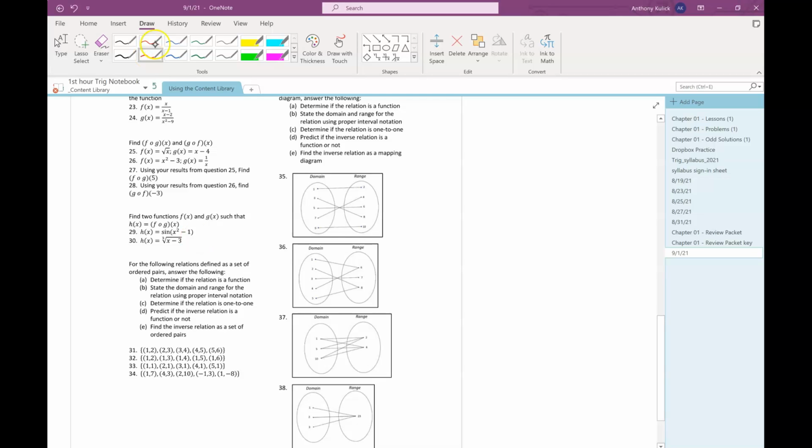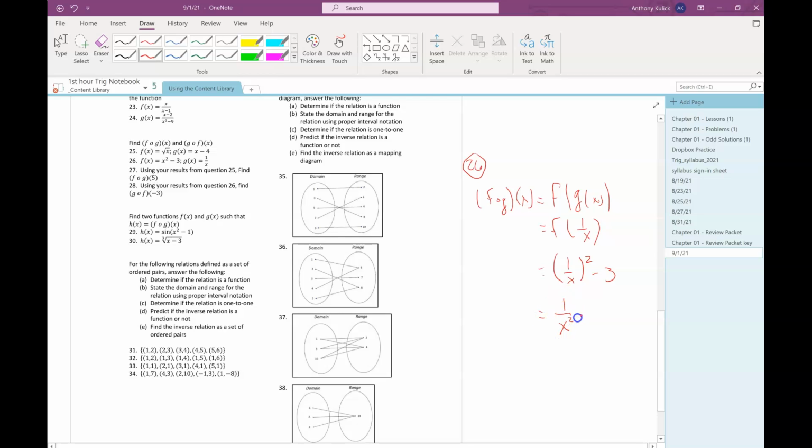Here it's just asking to do some composition. So f compose g of x, we know by definition is f of g of x. In our particular problem, g of x is 1 over x. And so if I do f of 1 over x, I'm going to take that 1 over x and replace the x's with 1 over x. And 1 over x squared is just 1 over x times 1 over x, which is 1 over x squared.